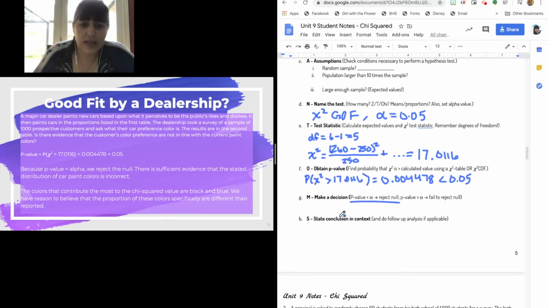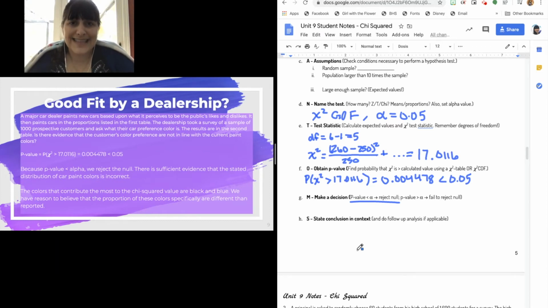I'm not going to write the whole thing out for you on the right side because I have it written for you here on the left side. So we would say because the p-value is less than alpha, we're going to reject the null. And we'd say there is sufficient evidence, and then I really should have said for HA, which states that the distribution of car paint colors is incorrect. Okay? So that is your conclusion and context, and that's the whole problem.